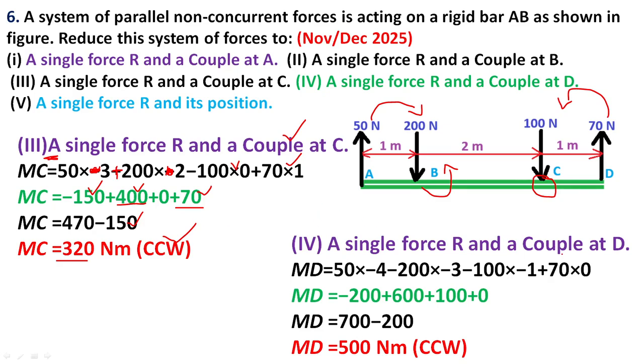Single force R and couple at D. Distance is always considered positive. Take moment about point D: clockwise direction is minus, and anti-clockwise direction is plus. So minus 50 into 4, plus 200 into 3, and then the counterclockwise 100 is positive, plus 100 into 1.